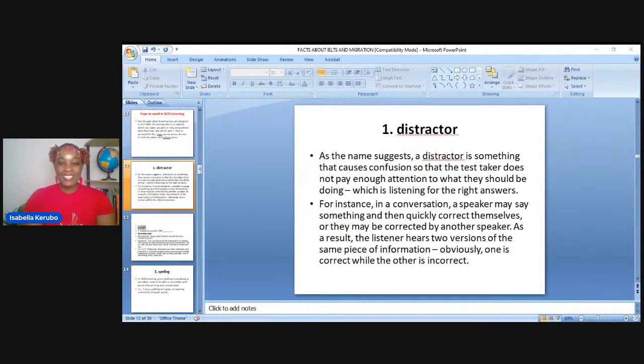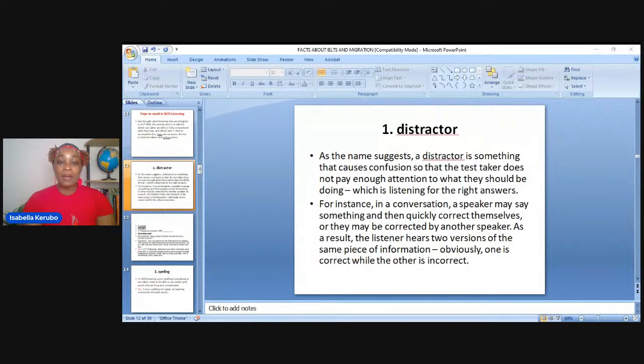Number 6, the last trick that I'm going to share for today. Like I said in my previous video, the IELTS listening test is the only test where test takers are given extra time to transfer their answers. Remember, I said that you have 30 minutes to listen to the audios and 10 minutes to transfer your answers.